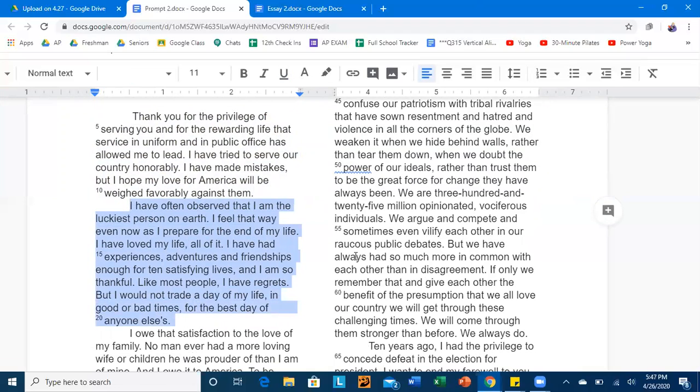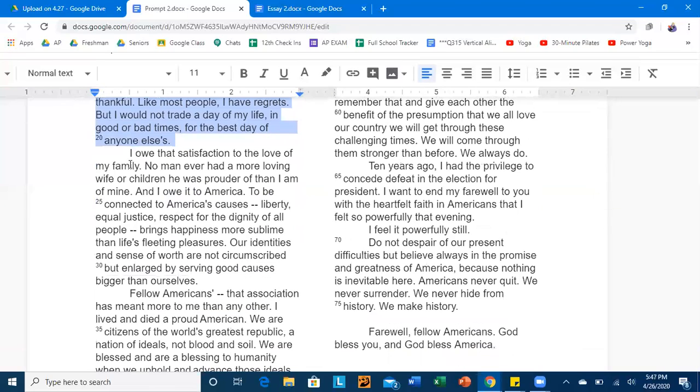I have often observed that I'm the luckiest person on earth. I feel that way even now as I prepare for the end of my life. I have loved my life, all of it. I have had experiences, adventures, and friendships enough for 10 satisfying lives, and I am so thankful. Like most people, I have regrets, but I would not trade a day of my life, in good or bad times, for the best day of anyone else's.